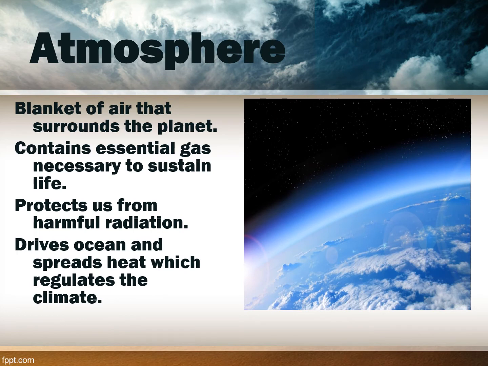Okay, let's now talk about the next subsystem, which is the atmosphere. We have here the atmosphere as a blanket of air that surrounds the planet, contains essential gas necessary to sustain life, and it protects us from harmful radiation, drives ocean currents and spreads heat which regulates the climate. Because again, it contains now the ozone layer.